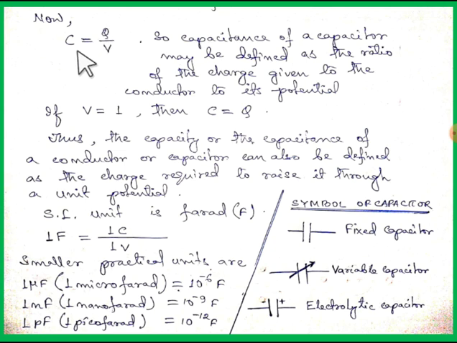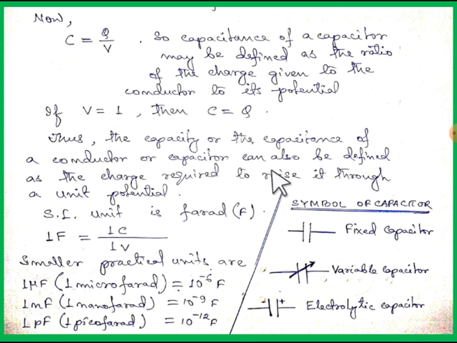So the capacitance of a capacitor may be defined as the ratio of the charge given to the conductor to its potential. Now if V is equal to 1, that means a unit quantity, then C will be equal to Q by 1, that is immaterial, but at the time of giving the definition, that 1 is required. So C will be equal to Q.